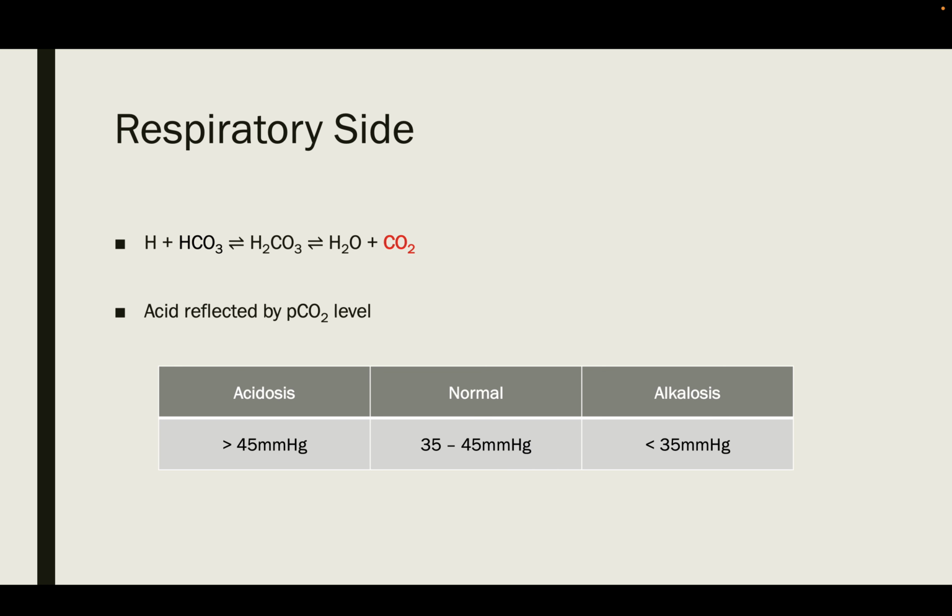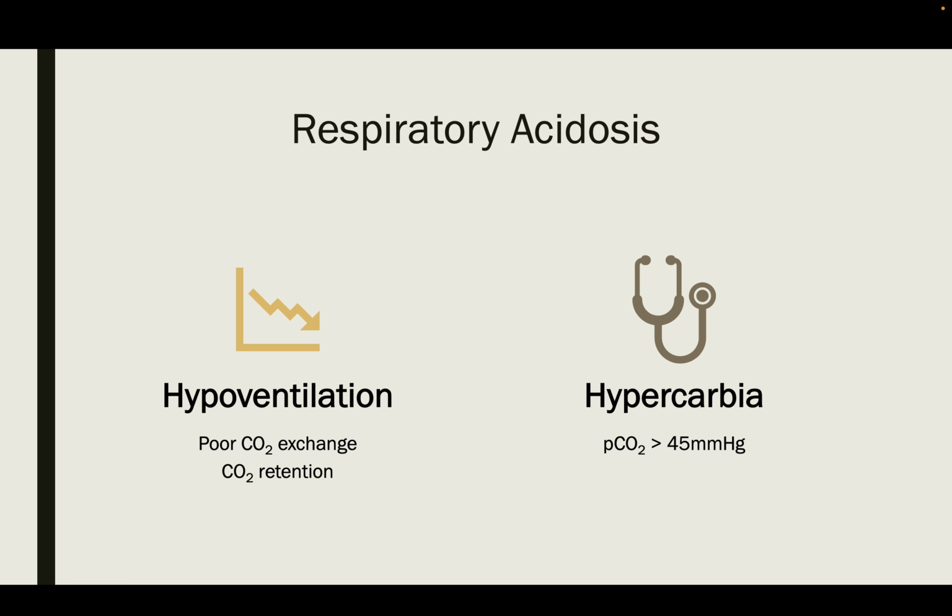So when you think about it, when carbon dioxide levels go up, they cause the pH to go down. And when CO2 levels go down, it causes the pH to go up. So carbon dioxide levels and pH levels move in opposite directions. So first, let's look at respiratory acidosis.